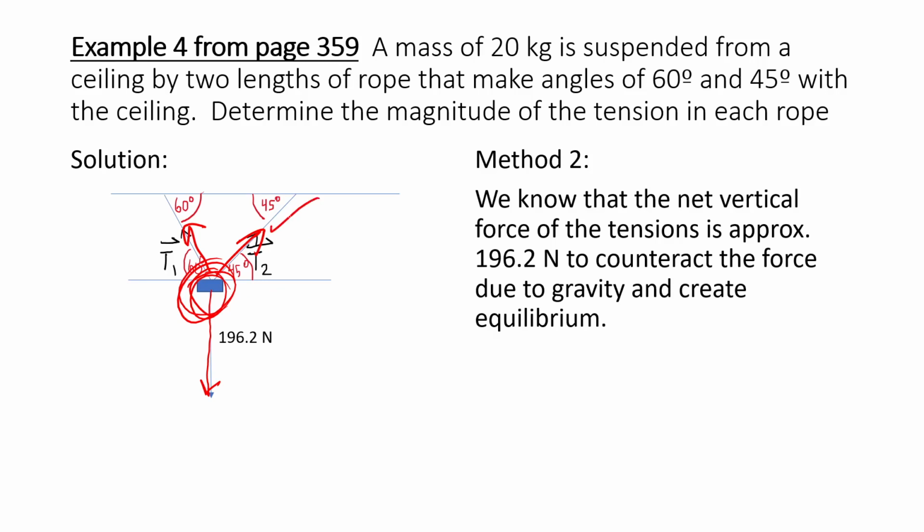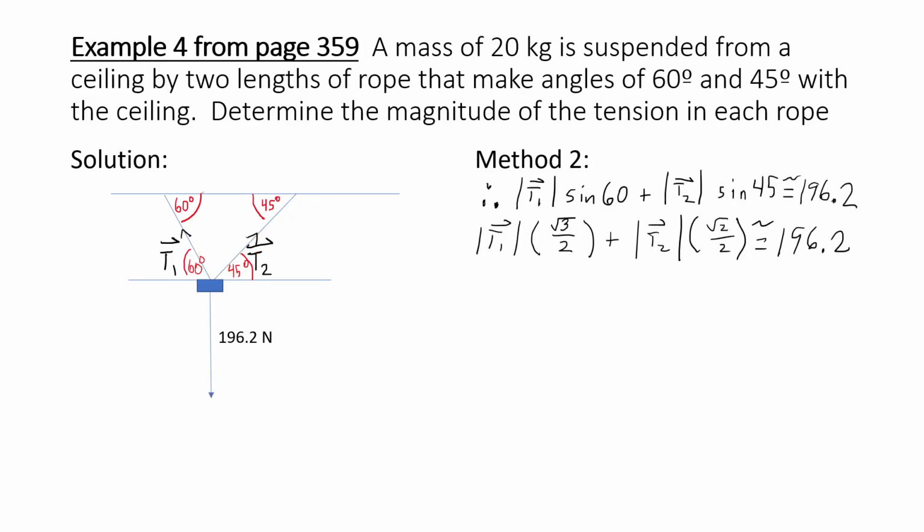So the vertical component of T2 plus the vertical component of T1 must perfectly equal the vertical component of the gravitational force, which is the entire thing, therefore counteracting each other, because the T1 and the T2 forces are moving in an upward direction. The other one, force due to gravity, is moving downward. So they're going to have to cancel out. So what we're saying is the vertical component of T1 plus the vertical component of T2 must equal roughly 196.2 newtons.